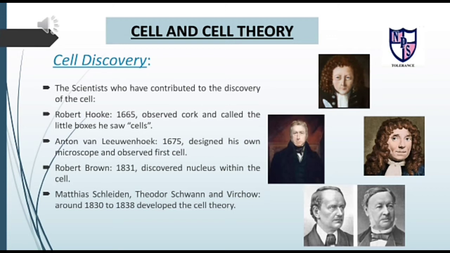Matthias Schleiden, Theodor Schwann, and Virchow. In 1838, they developed the cell theory. By the early 1800s, scientists had observed the cells of many different organisms. These observations led two German scientists named Theodor Schwann and Matthias Jakob Schleiden to propose that cells are the basic building blocks of all living things.